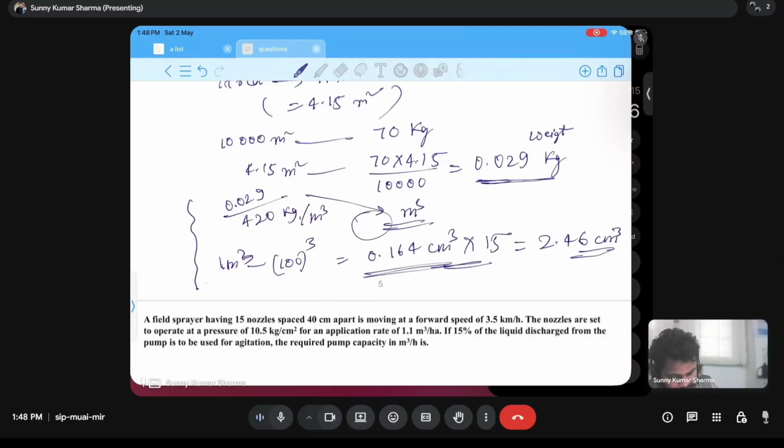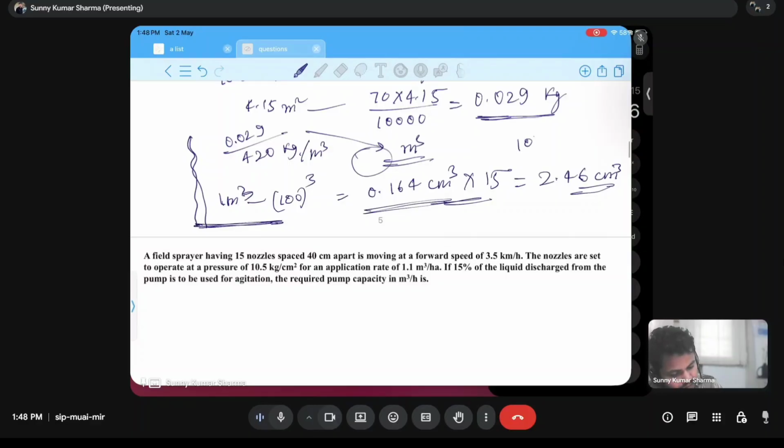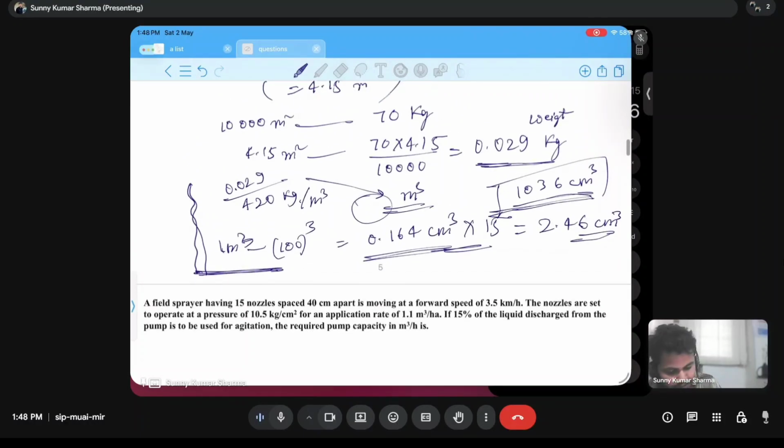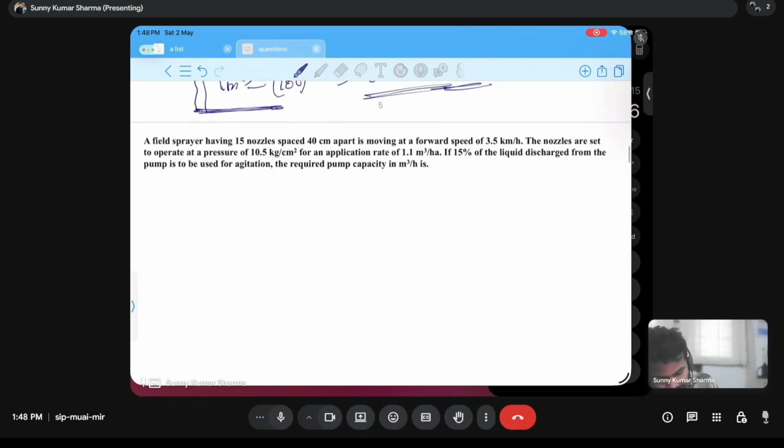Here you do this calculation carefully again, this conversion from meter cube to centimeter cube, and the answer is approximately 1036 centimeter cube. So if you're not getting this answer, you can write your mail, and we will contact there. And now we will move to the next question. So the next question is related to a sprayer.